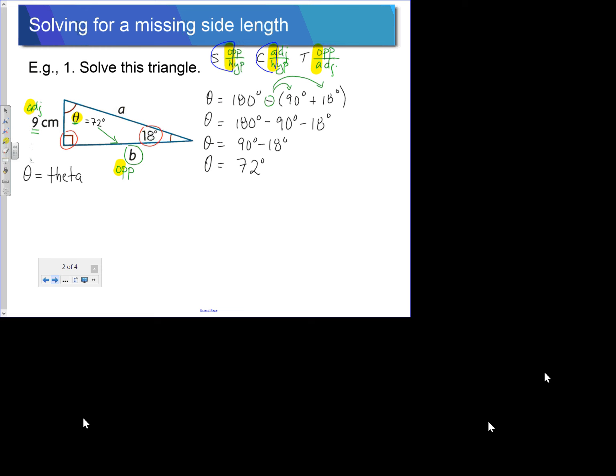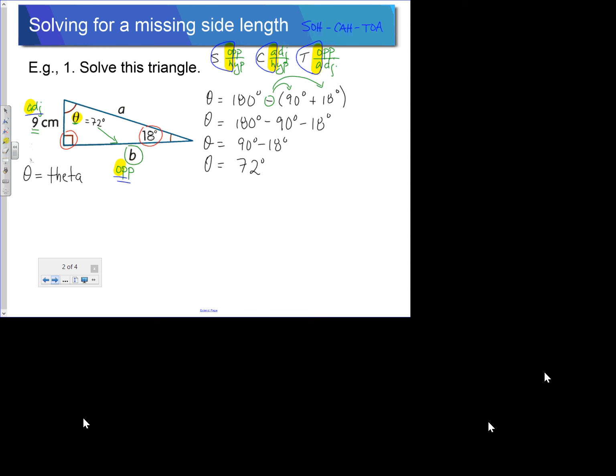So if we look at this and spell this out, there's a memory device which is commonly used when working with the primary trig ratios. And it's none other than SOH CAH TOA. Just a memory device to help you remember the order of the sides and what ratio, sine, cosine, or tangent, that you need to choose. So because we have opposite and we have adjacent, we need to use the tangent ratio.